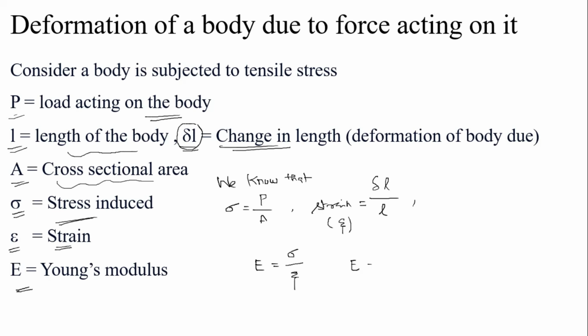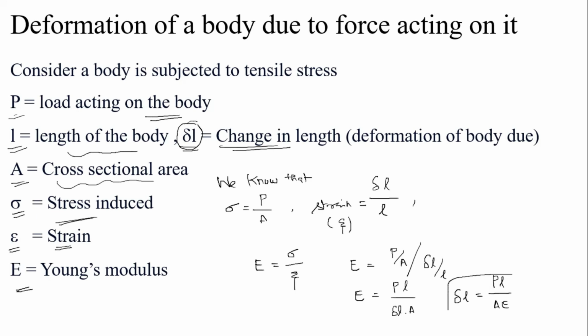So E is equal to P divided by A, divided by del L divided by L. So E is equal to P into L divided by del L into A. Now we want to calculate del L, the change in length. So del L is equal to P L divided by A E.